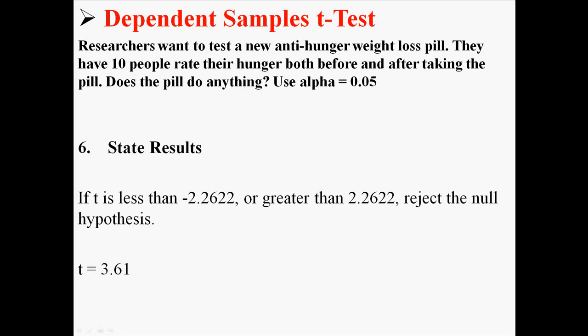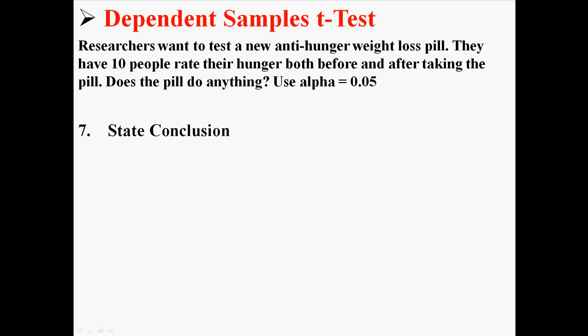So we can state our results now. Remember, our decision rule was that if the t was less than negative 2.26 or greater than 2.26, we can reject the null. In this case, our t was 3.61. That's definitely greater than 2.26. So our result in this case is we are going to reject the null hypothesis. We're going to reject H0.